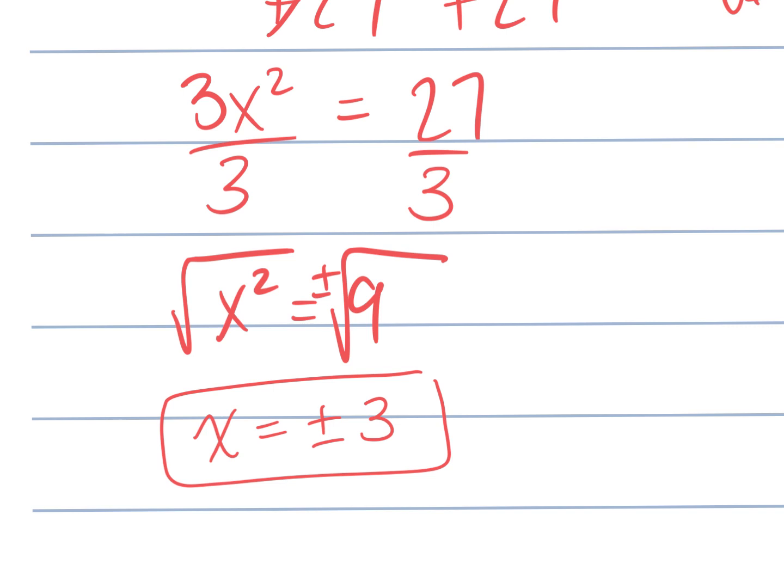When this 9, highlight it, when it's positive, you will always get two solutions. When it's 0, you're going to get one solution. When it's negative, you're going to get no real solution.